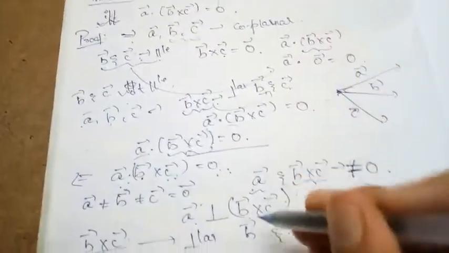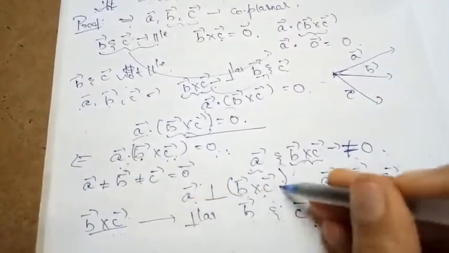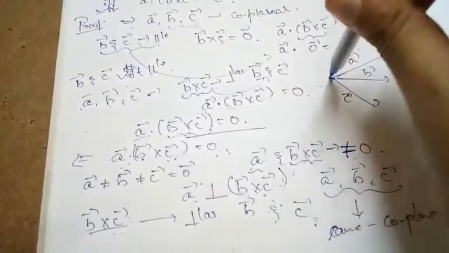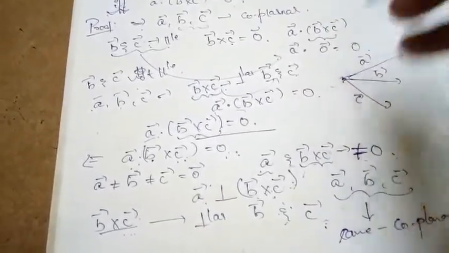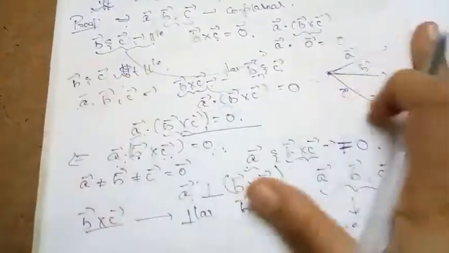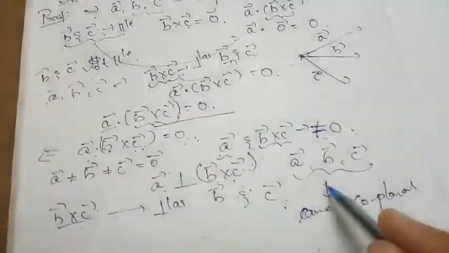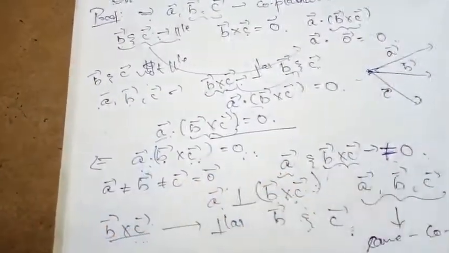After understanding these two conditions, you can observe clearly that vector A, vector B, vector C, all these three lie on the same plane, that is, the plane is nothing but the book itself. So vector A, vector B, vector C are coplanar. This is the first condition, when it is not equal to 0.